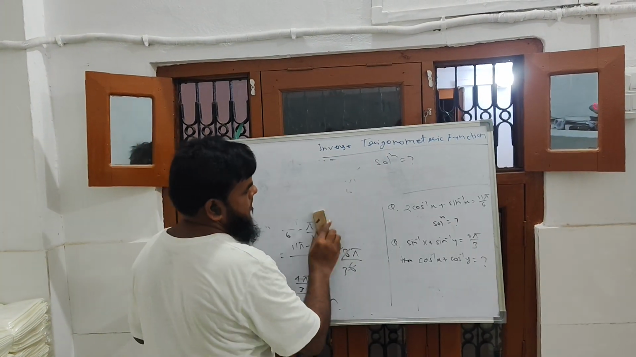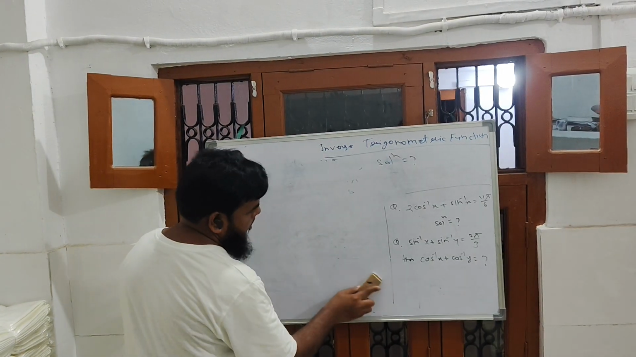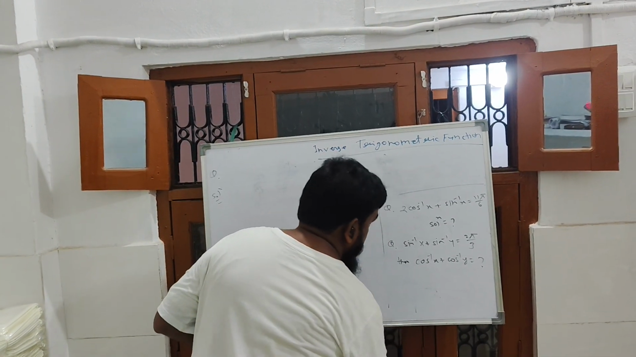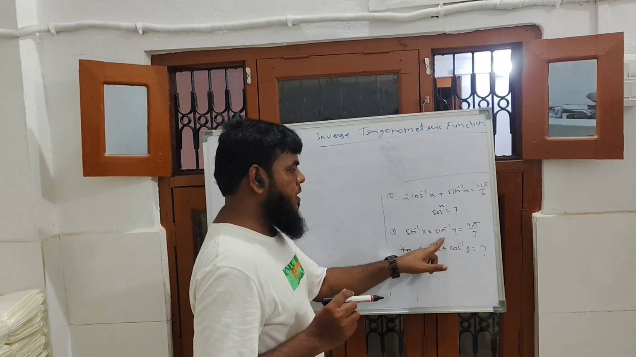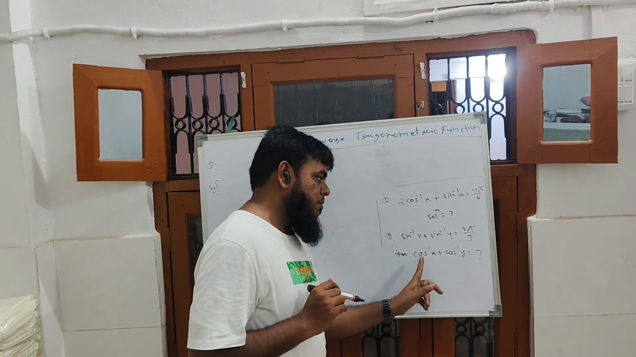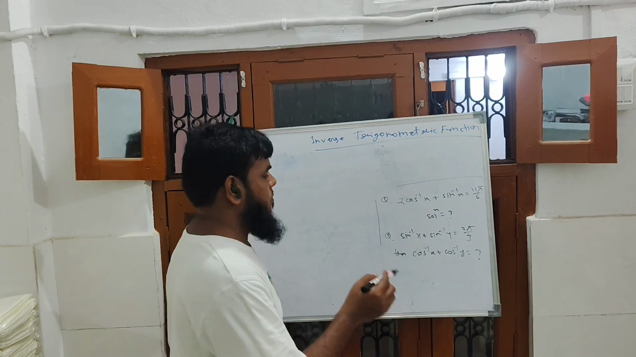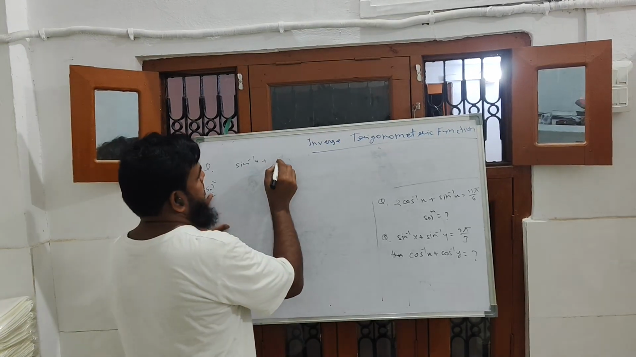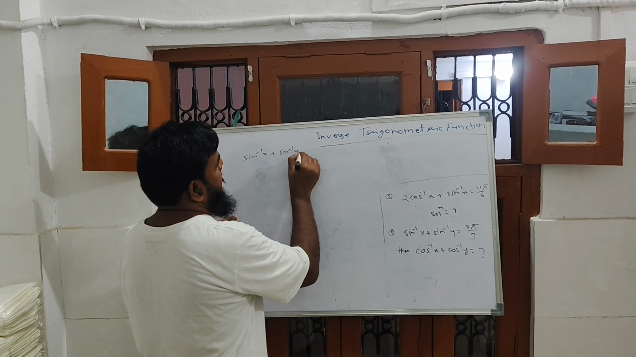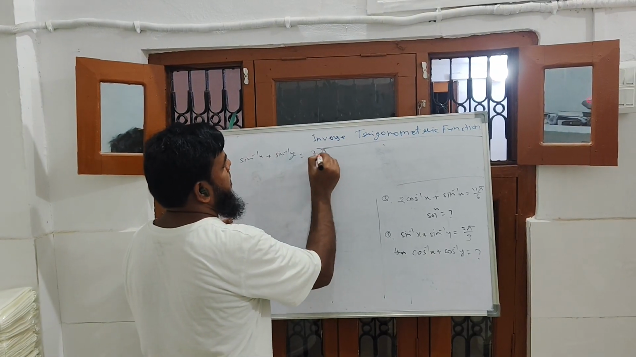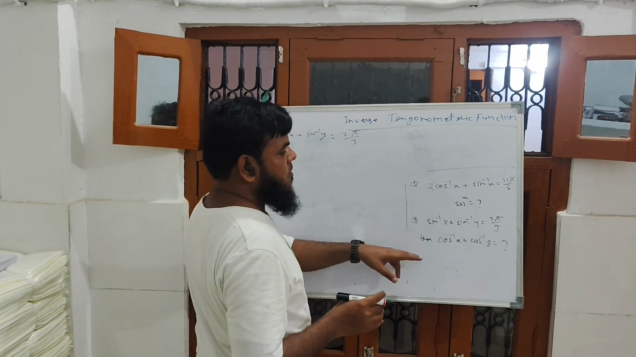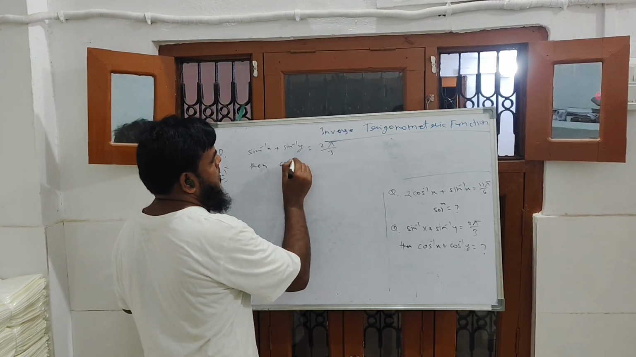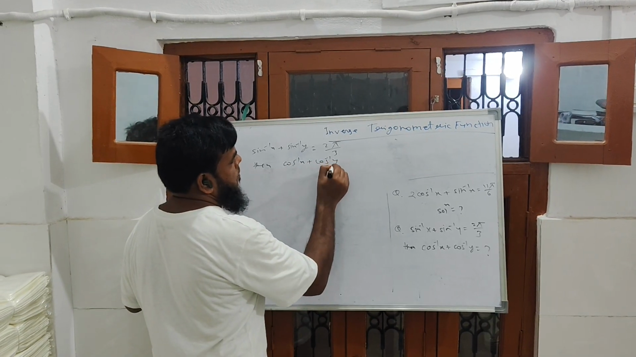Next question. Sin inverse x plus sin inverse y equals 2 pi by 3. Find the value of cos inverse x plus cos inverse y. The question is sin inverse x plus sin inverse y equals 2 pi by 3, and we have to find cos inverse x plus cos inverse y.